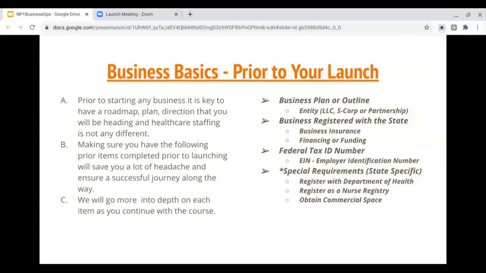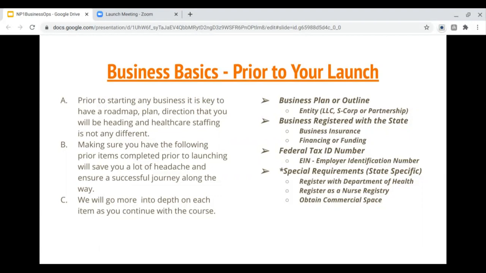Getting your federal tax ID number. So that's your employee identification number, and you can go on to irs.gov, and that process is very simple. It may take you maybe 30 minutes to complete that process at the most. And I'll leave a link for that as well.